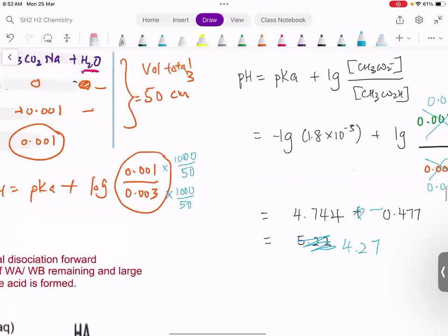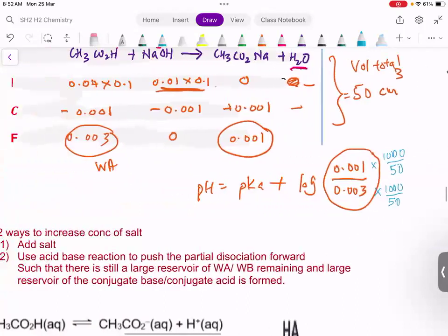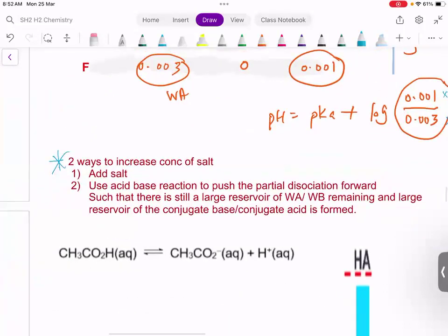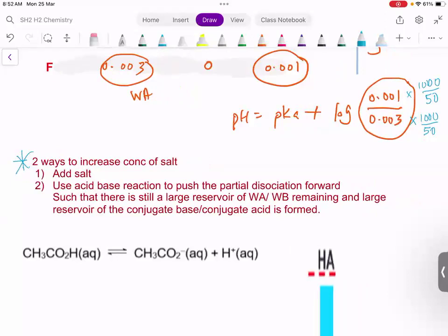Okay, so what do you learn from here? You learn that there are two ways to increase the concentration of the salt. One way will be just throw in the salt. The second way will be through the use of an acid-base reaction to push the weak acid dissociation forward. Okay, there are two ways. One way is just to add the salt. The second way is through the use of an acid-base reaction.